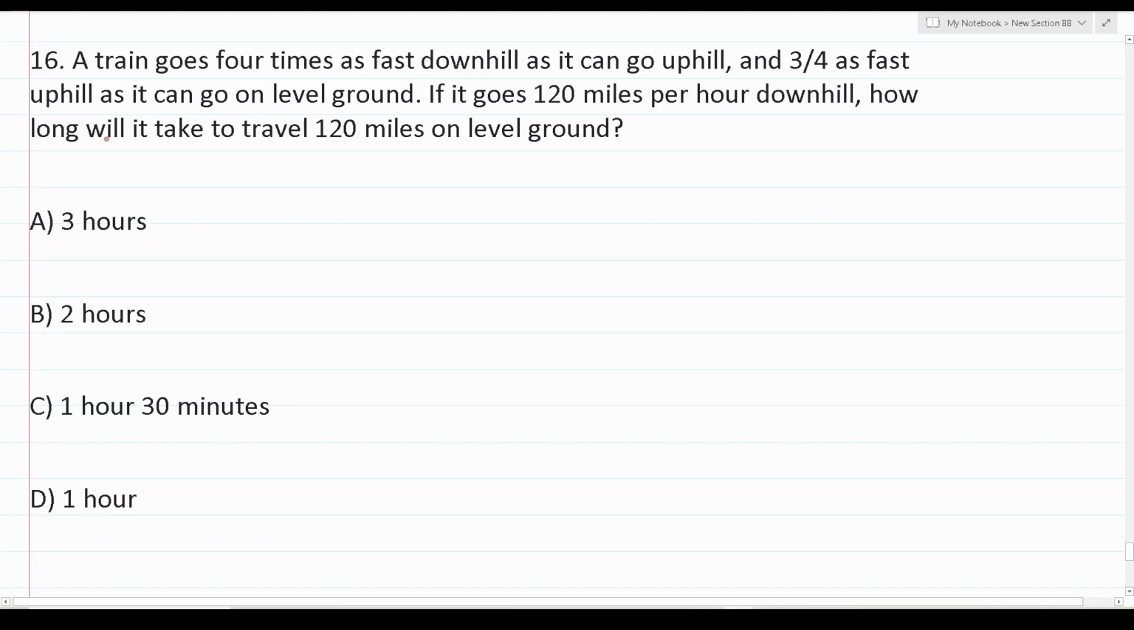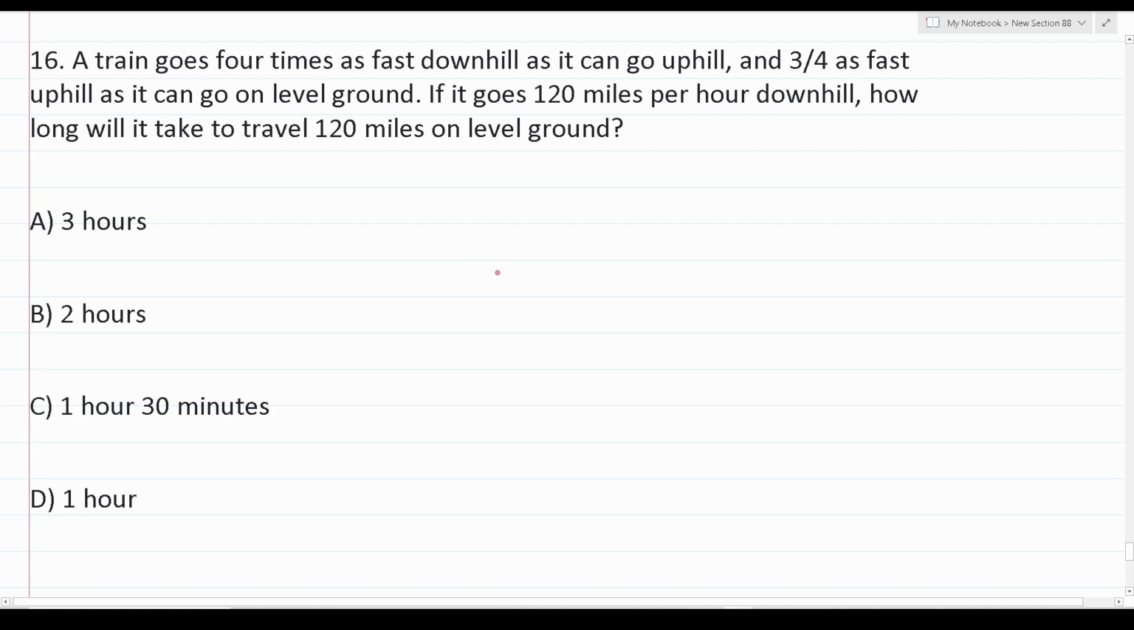All right, 16 says a train goes 4 times as fast downhill as it can go uphill, and 3/4 as fast uphill as it can go on level ground. If it goes 120 miles per hour downhill, how long will it take to travel 120 miles on level ground?